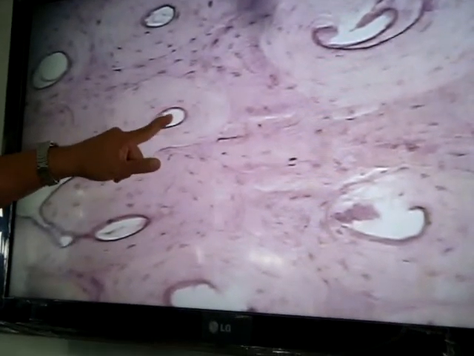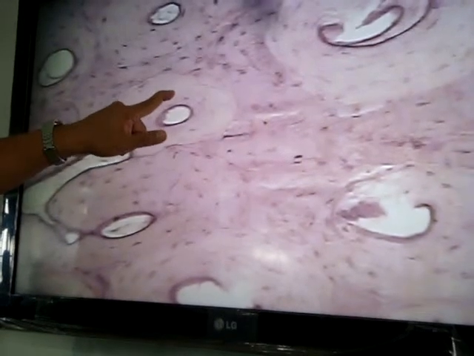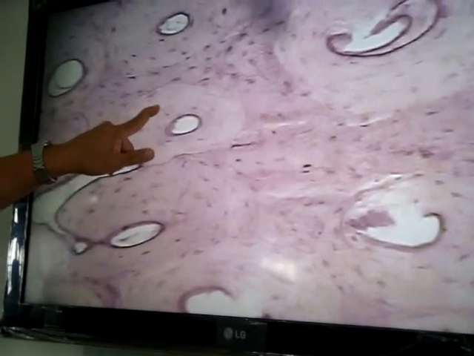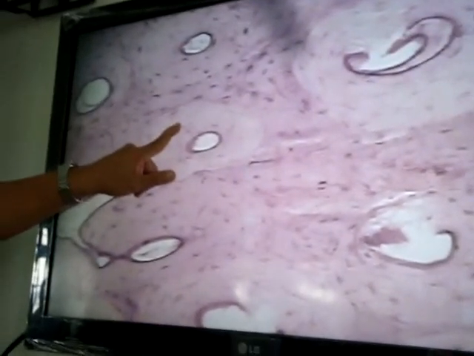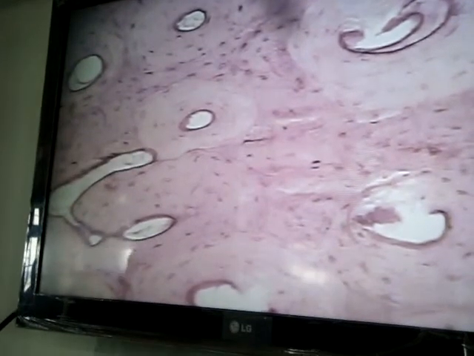So again, Haversian canal. The white one is concentric lamellae, mineralized. These are mineralized organic matrix, and this is your osteocyte. This is a compact bone. Next, you have spongy bone. In spongy bone, the functional structure is your trabeculae. If in compact bone it is the osteon, in the spongy bone it is trabeculae. These are your trabeculae.